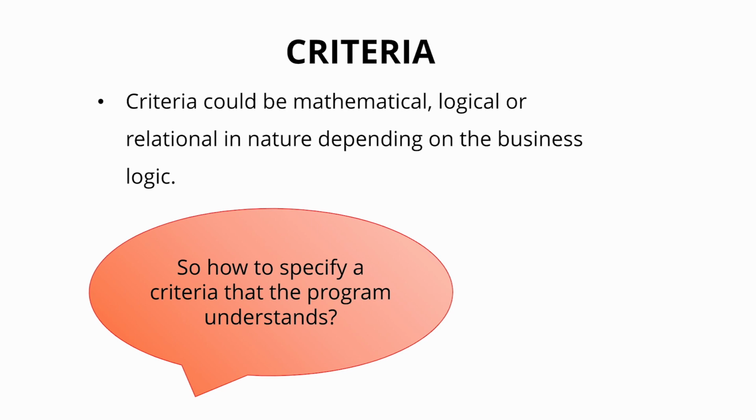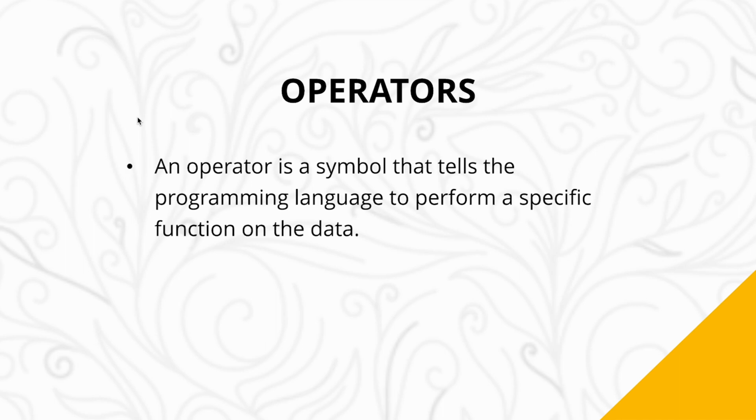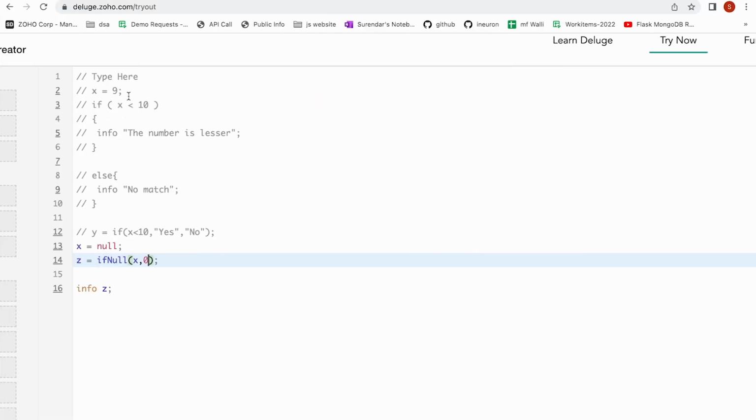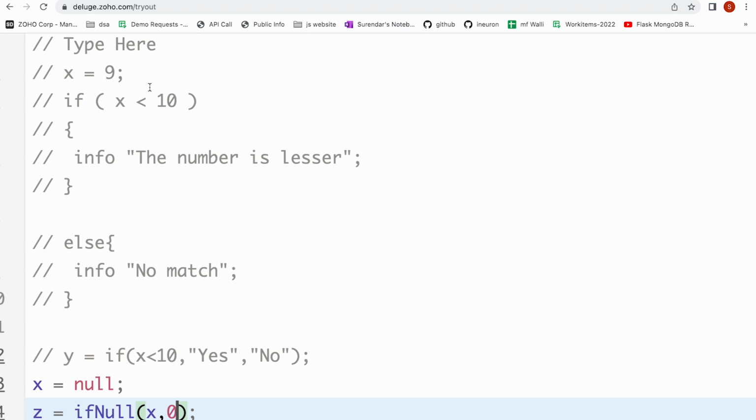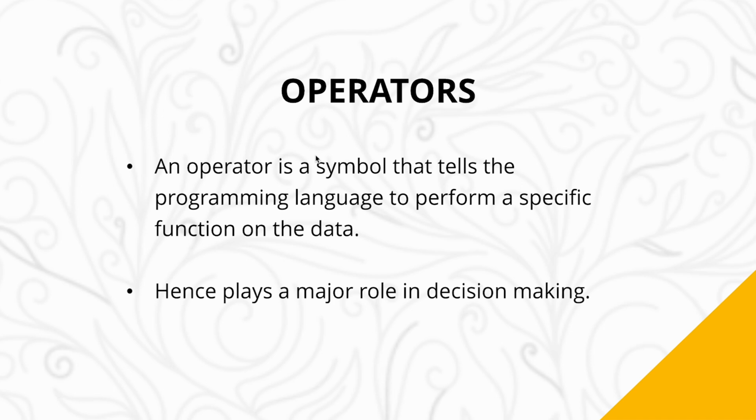So, how does a program understand a criteria? That's where the operators come into play. Let us take a look at the operators. Operators are symbols that tell a programming language to perform certain actions on data. So here we have used the less than operator. We have used the assignment operator here. There are multiple types of operators available in a programming language, and we'll take a look at them in detail. The operators play a major role in making decisions.